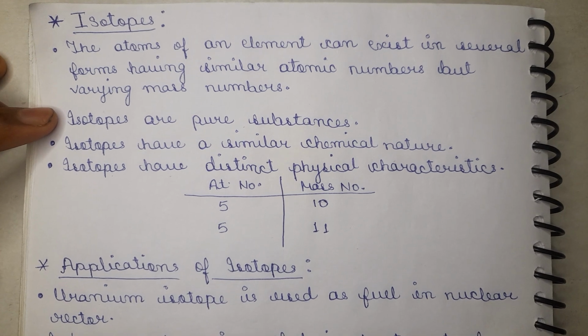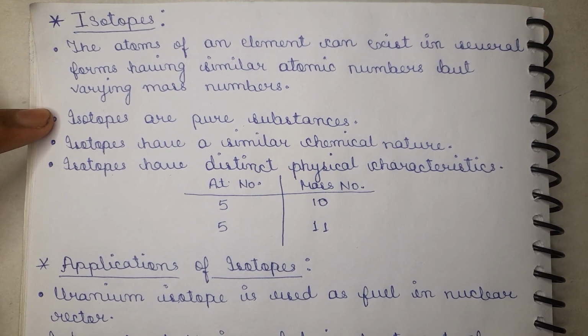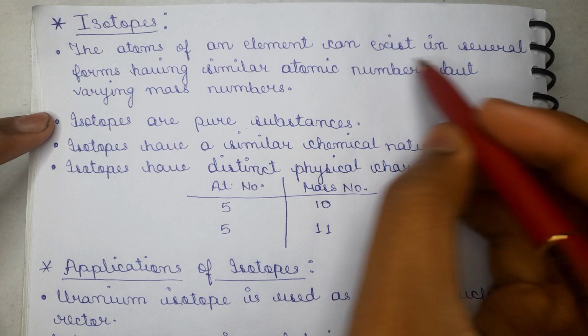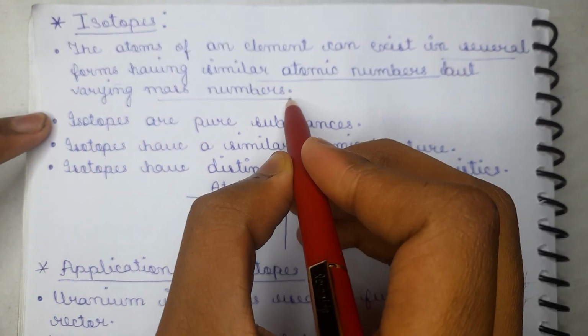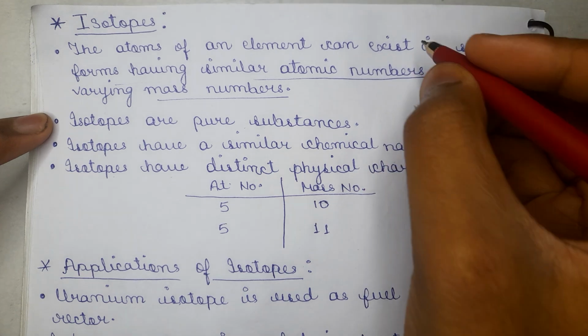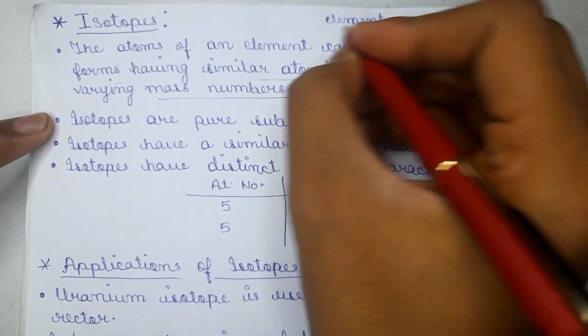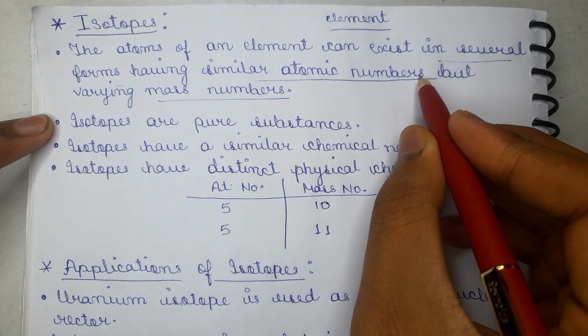Hello everyone, in today's video we are going to learn about isotopes. First of all, what isotopes means. The definition says that the atoms of an element can exist in several forms having similar atomic number but varying mass number. This means that sometimes the element has different mass numbers but the same atomic number.